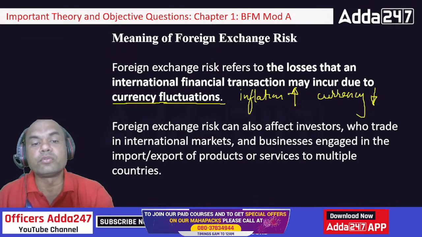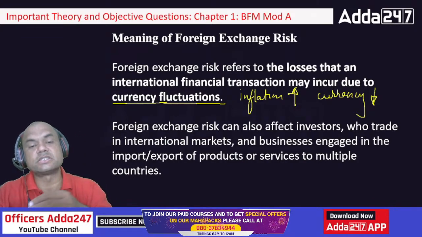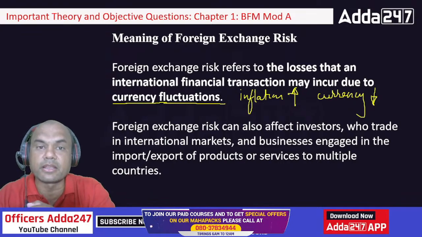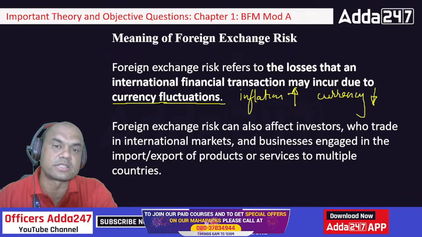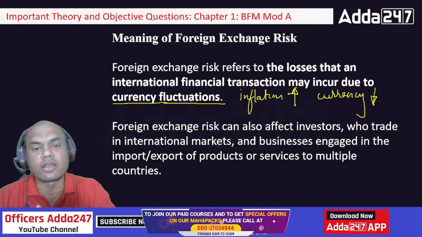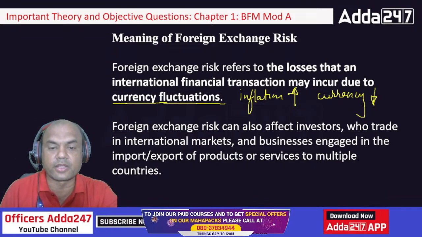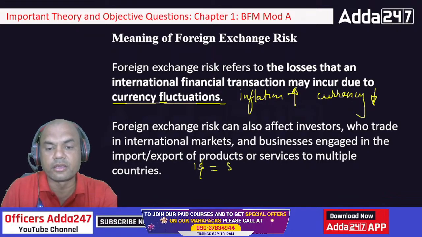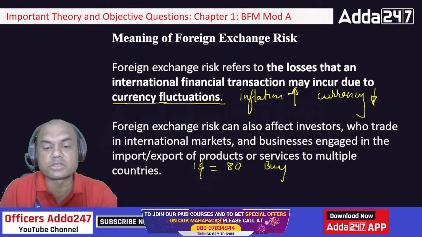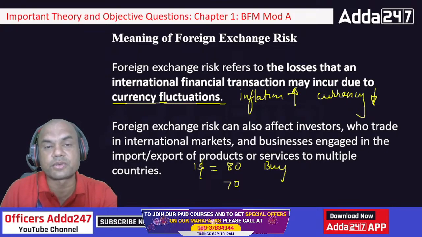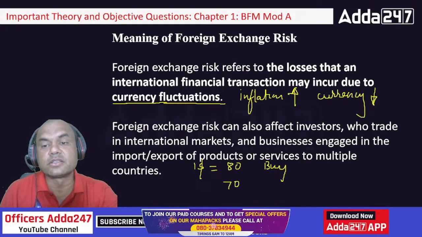So foreign exchange risk means what? The losses that an international financial transaction may incur due to currency fluctuations. Means if I'm having $1 equals 80, I bought it at 80, and tomorrow this dollar rate goes to 70, then I'll have to sell it at 70. Means I'm having right now a notional loss of 10 rupees. So this is known as losses that may be incurred due to currency fluctuations.